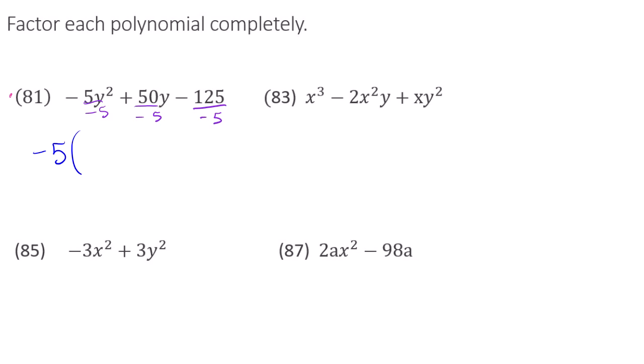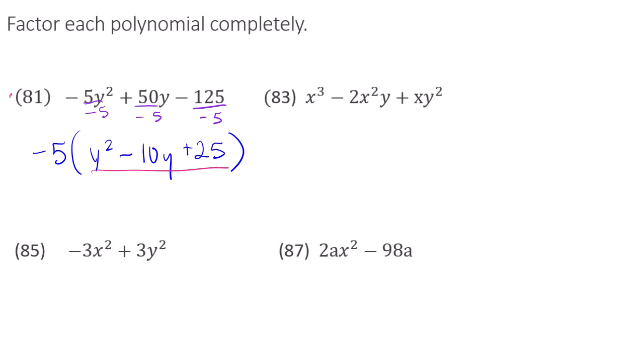So remember, when you divide by a negative, just like we saw in the last one, your signs are all going to change, right? So this is going to turn to a positive. These will cancel out, right? So it'll be a positive y squared. This will turn to a negative, right? Positive divided by negative is a negative 10y. 50 divided by 5 is 10. And then negative 125 divided by negative 5 is positive 25. Okay? So we factor out the GCF.